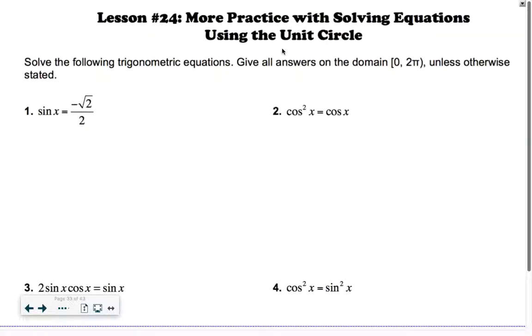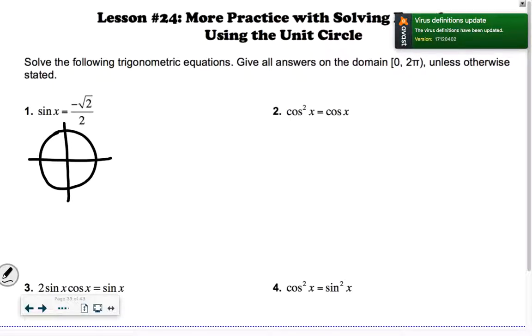24, we're just doing more practice with solving equations. So the first one's pretty basic. We have sine of x equals negative root 2 over 2. So sine of x is equal to negative root 2 over 2 in two locations in the unit circle. So tell me the two quadrants where sine is negative.